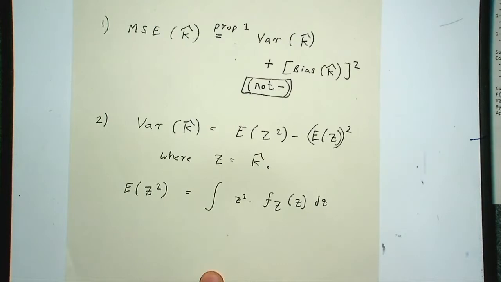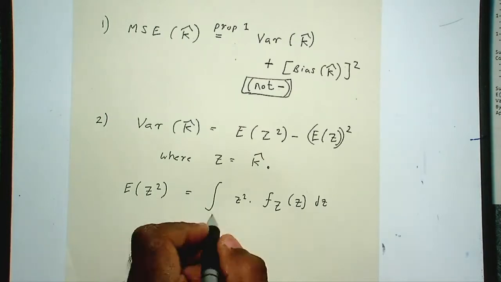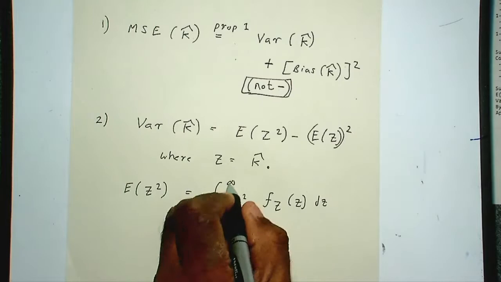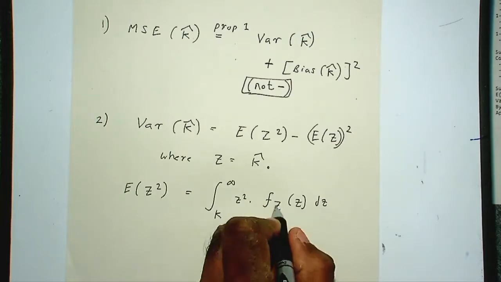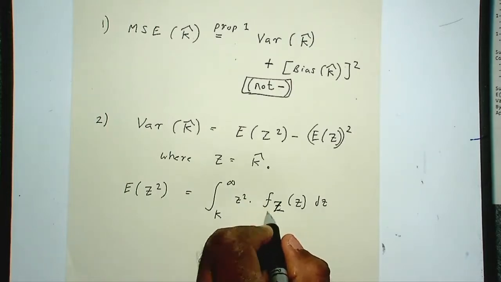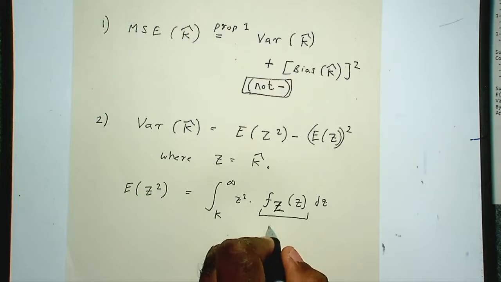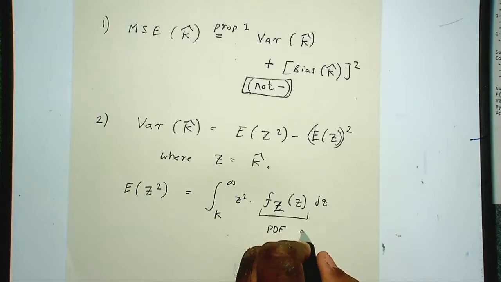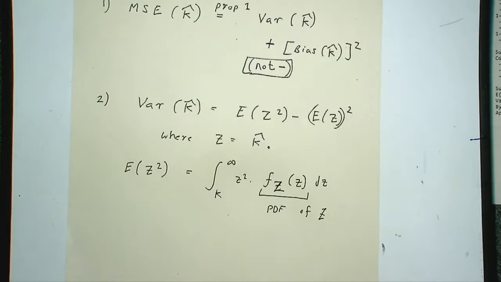What was it last week? Yeah. The limits of integration should be from k to infinity. Okay? This is the PDF of z. The limits of integration should be from k to infinity. And again, in spite of me telling you last week, some people got the wrong limits.